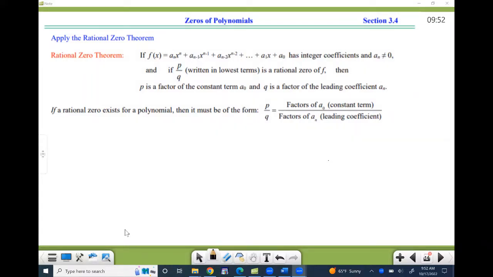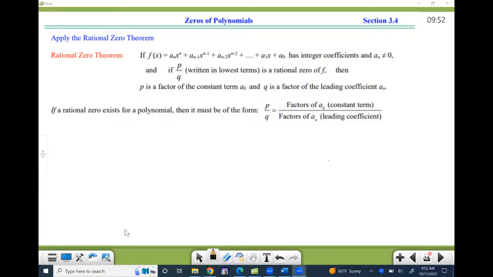All right, welcome everyone. So today we're going to talk about section 3.4, and this is how we're going to find the zeros for polynomials, especially of higher degree, like degree 3, degree 4, degree 5, etc. If it's a degree 2, we already have the quadratic formula, we have factoring, we have all kinds of things. So this is mostly for higher order polynomials.